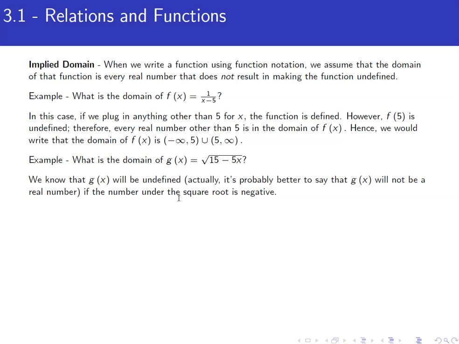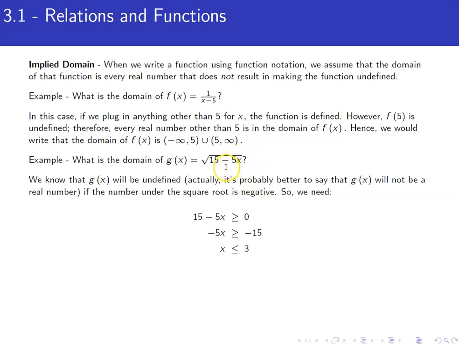Everything we're going to be doing here for the time being, we're going to be doing in terms of the real numbers. So it's probably better to say that it's not a real number. We actually can define square roots of negative numbers. They just turn out to be complex. But for our purposes, they'll be undefined as a real number. We cannot take the square root of a negative. So any value for x that's going to put a negative under the square root is not going to be in the domain.